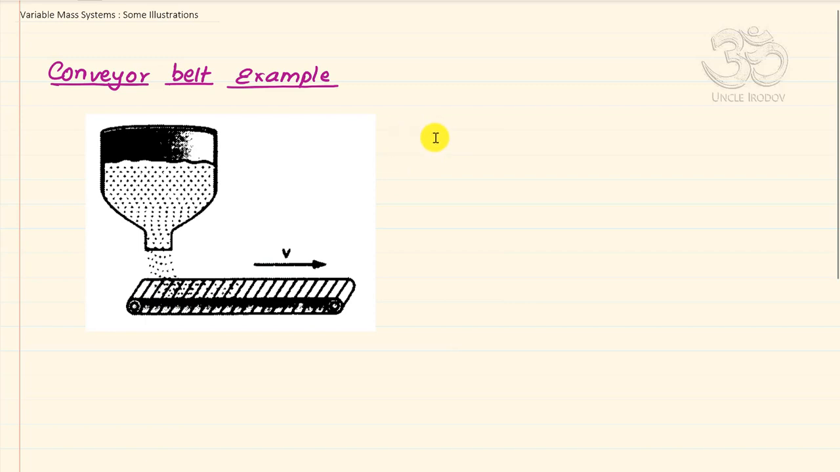So let me give you the statement of this entire problem here. Let us say that the hopper drops gravel on the conveyor belt at some rate, let us say 75 kg per second.